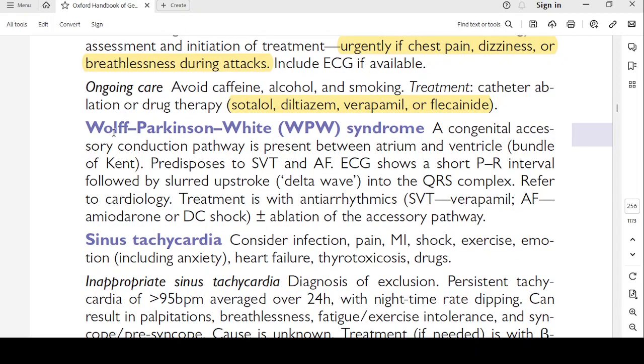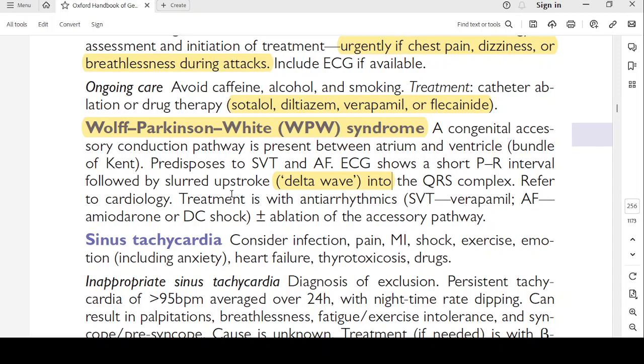Wolff-Parkinson-White syndrome. A congenital accessory conduction pathway is present between the atrium and the ventricle, the bundle of Kent. It predisposes to SVT and atrial fibrillation. ECG shows a short PR interval followed by a slurred upstroke, that is a delta wave. See, the PR interval is shortened and there is a slurred upstroke of the R wave, so there is a delta wave in the QRS complex.